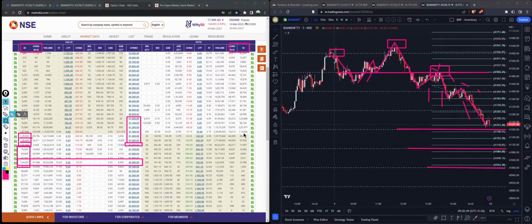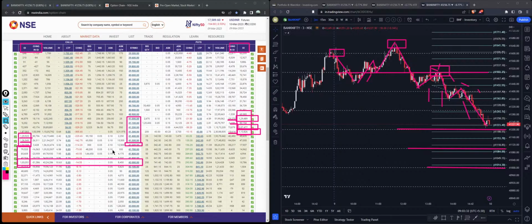Now on the flip side, if I look at the open interest from puts, at 41,200, 41,300 and 41,000, that's where the maximum open positions have been created. There have been positions where they are longs, or basically they are unwinding their positions, booking their profits, or exiting. But yes, there are negative positions. Overall, from the inventory perspective, I'm seeing higher inventory on the put side compared to the call side. This is what I'm seeing from yesterday's data.